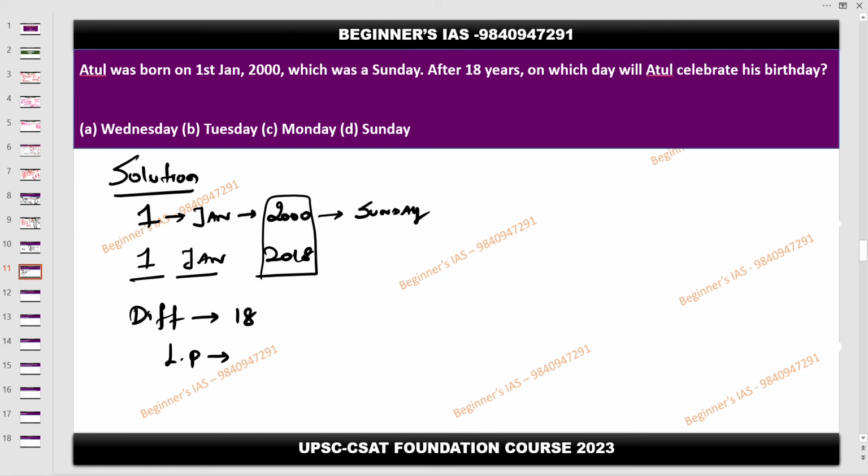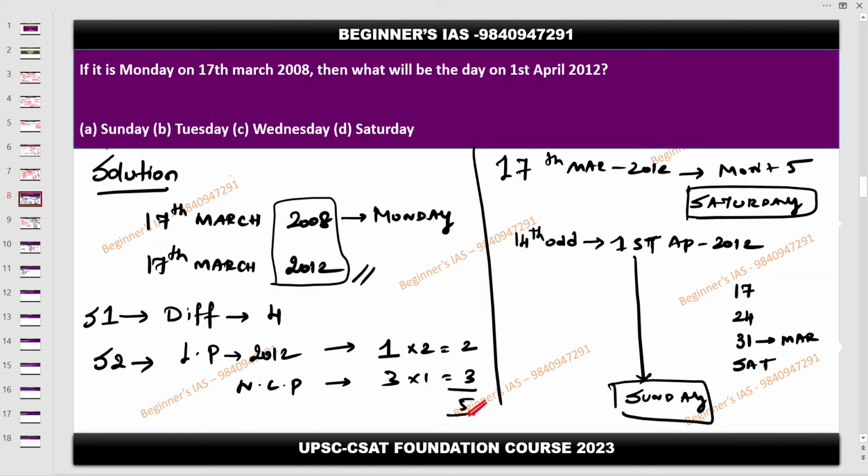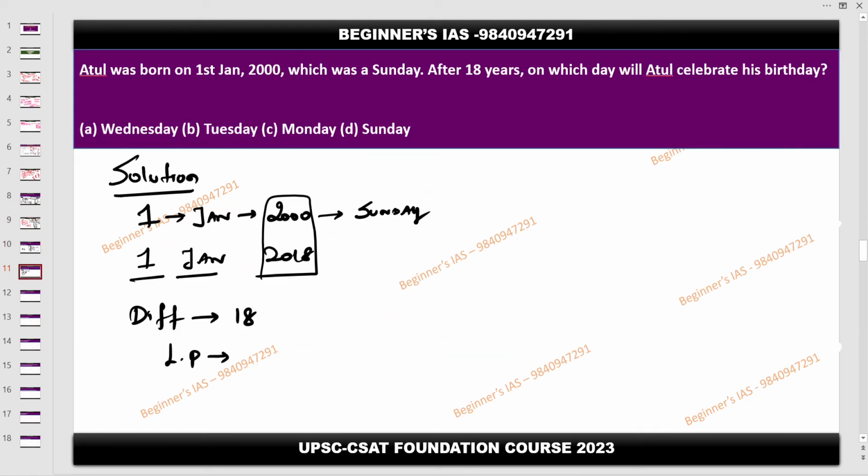How many leap years are there? Four leap years, sir. Four or five? How is it four? You are calculating up to 2016. We have to include 2000 also. Yes, you need to include 2000 also. That is what Dinesh also mentioned in the previous problem. People, please take note of this minute difference.